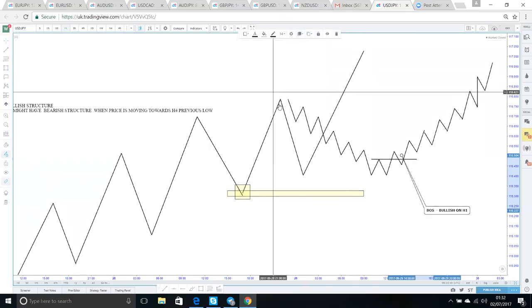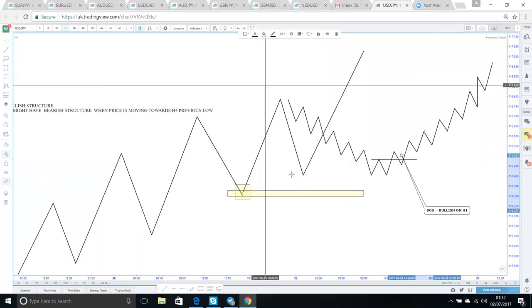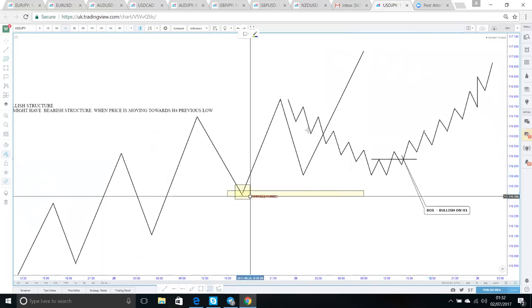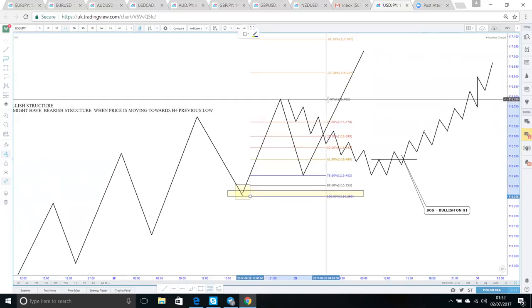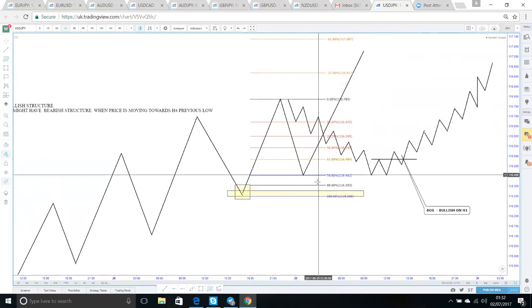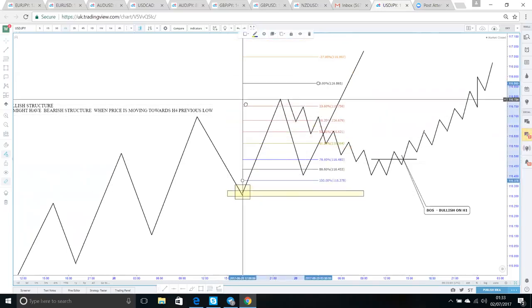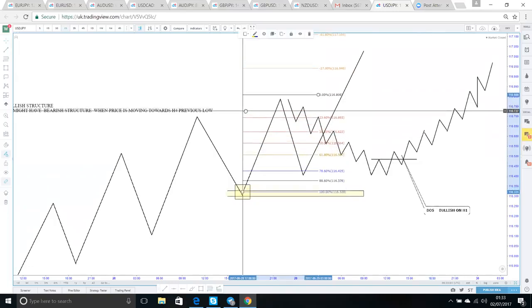Guys, the price is returning. Let's say the price is returning, right? Let's say you have your Fibonaccis, which you normally do. Guys, where would you take a trade? Where would you take a trade? The question is how you would take a trade.